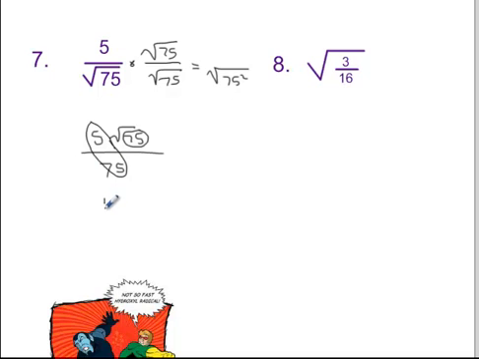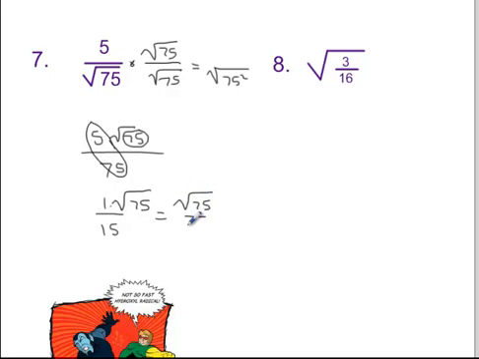So let's see, that'd be 1 on top, and 5 goes into 75 how many times? It goes into 7 once with 2 left over, so that's 1/15. All right, 1/15 times radical 75. Well, there's no need for this 1 anymore. 1 times radical 75 is radical 75.